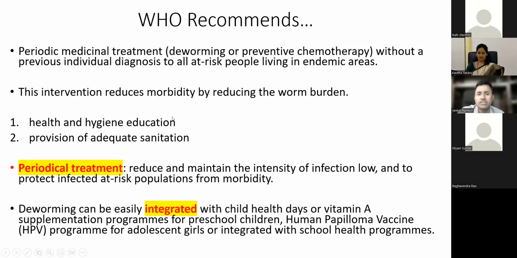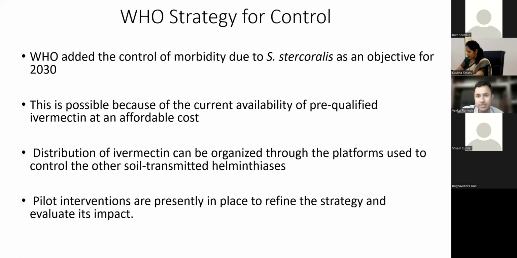Two other important points which have to be emphasized are health and hygiene education and provision of adequate sanitation. The other important point is that this treatment has to be periodical, because to reduce and maintain the intensity of infection to a low level, to protect the infected at-risk populations from morbidity, periodical treatment will be required. And the very important point about this is this treatment has to be integrated. So it can be integrated in multiple ways, either with child health days or vitamin A supplementation for preschool children, or even HPV vaccination programs for adolescent girls, or even the school health programs.